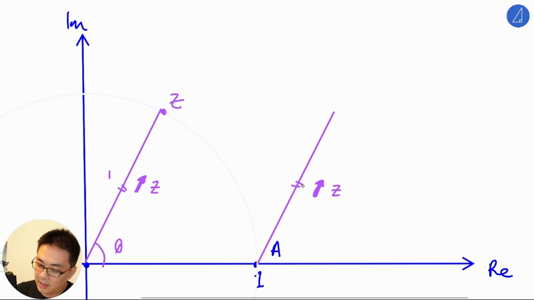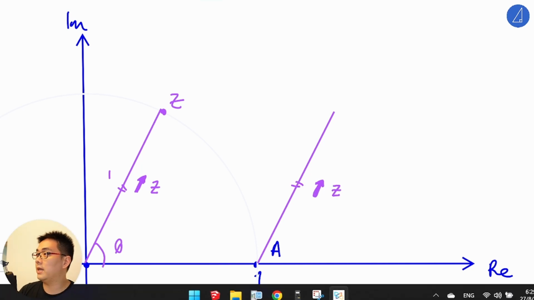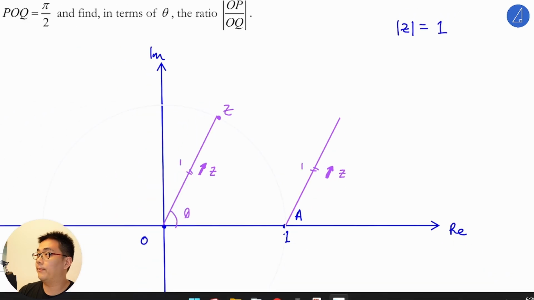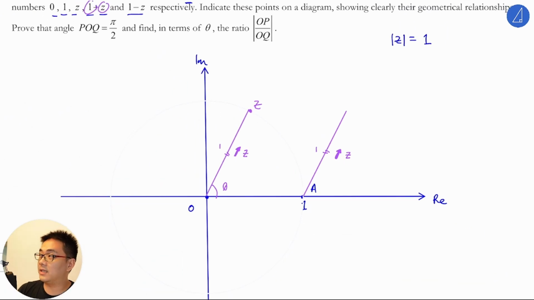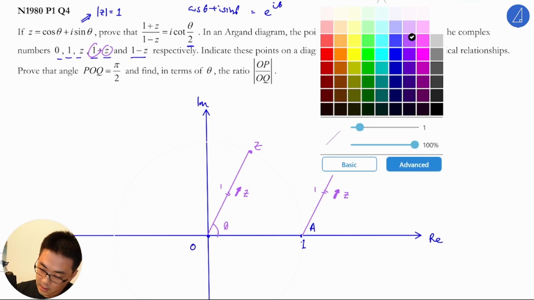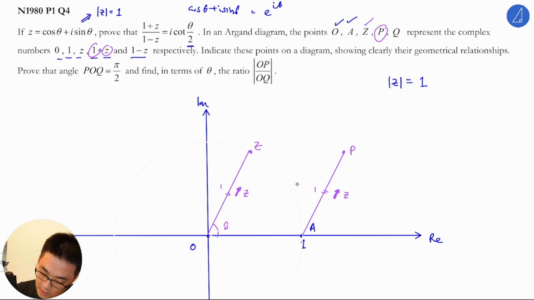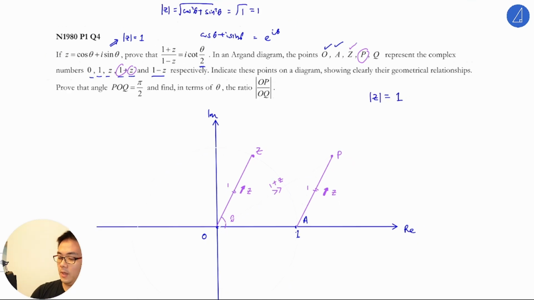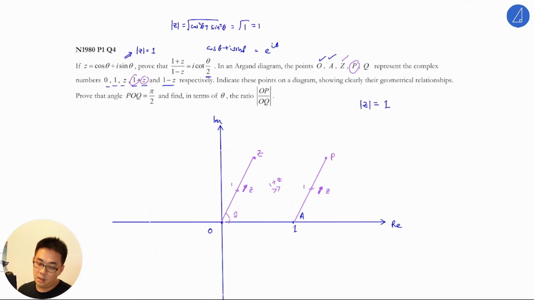Then this length here is how much? This length here is 1. So 1 plus Z is here. So in this case, this over here would be P, which is actually 1 plus Z. Okay, this is okay.